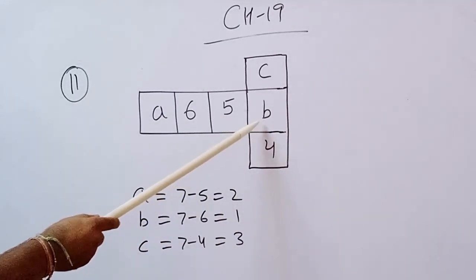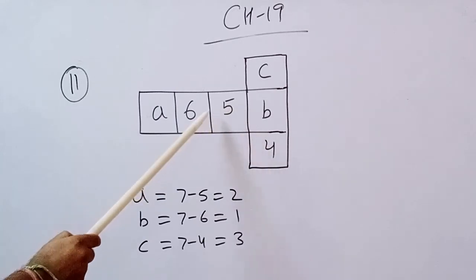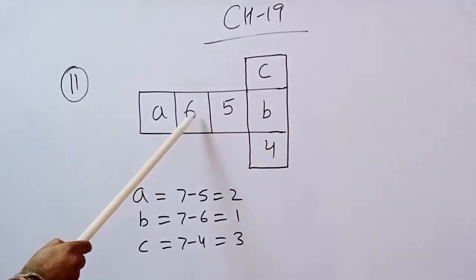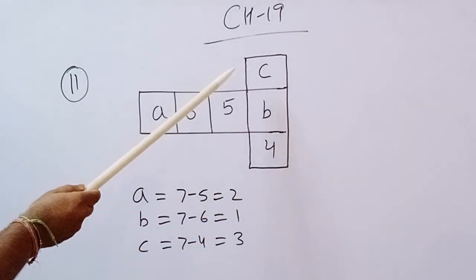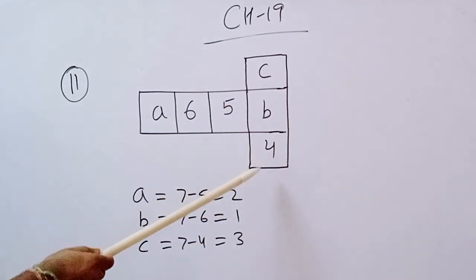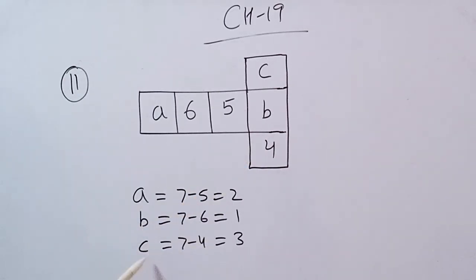Same here, B. When you fold this figure, you will find that B is opposite to 6. That means the sum should be 7, so B would be 7 minus 6, that is 1. Same here, C is opposite to 4 and the sum should be 7. So C will be 7 minus 4 equal to 3. In that manner you can do the other sums of this exercise.